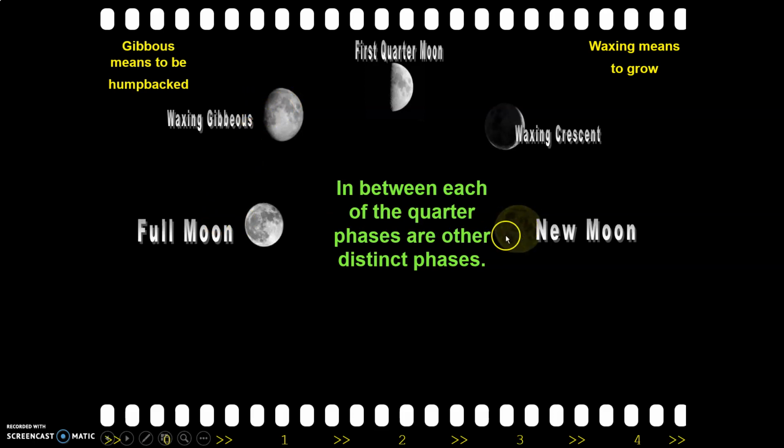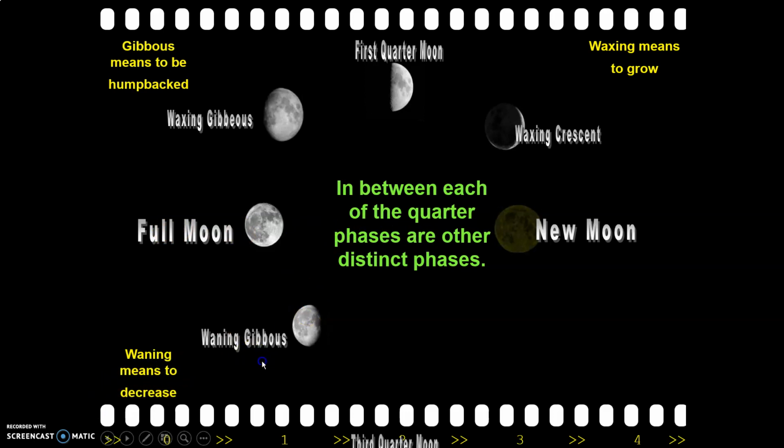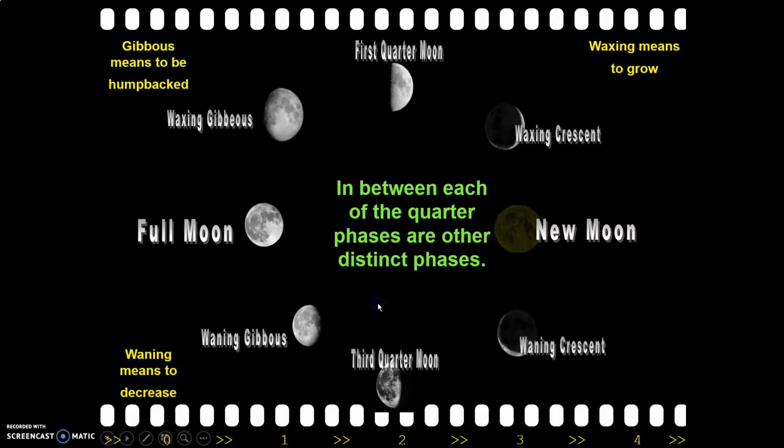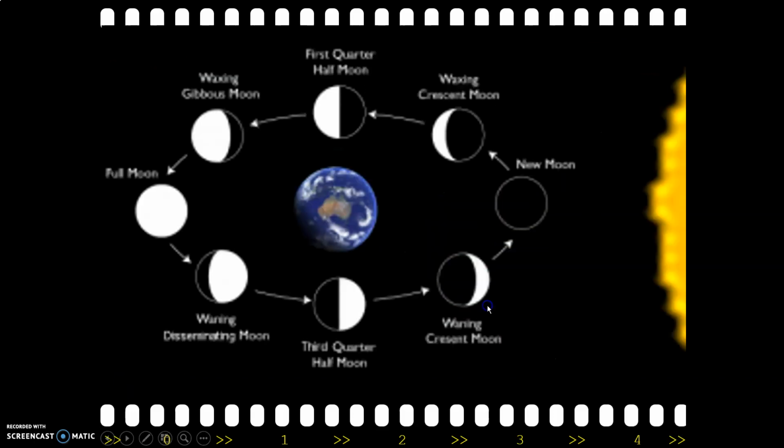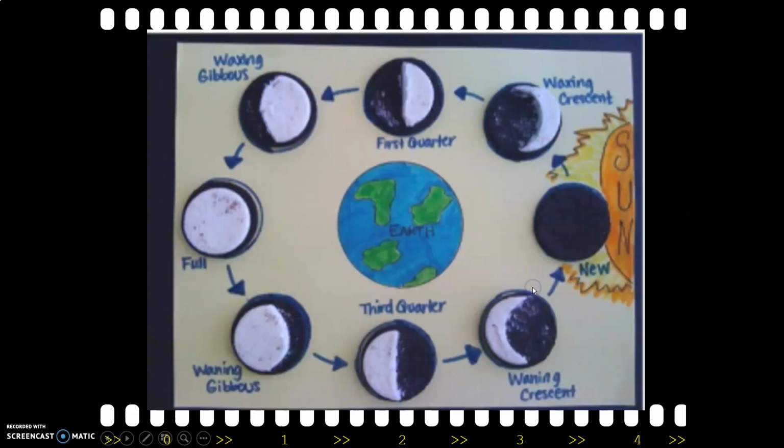Full moon, which is 2 weeks after the new moon. Waning gibbous. Waning means to decrease. Third quarter moon, or 3 weeks after the new moon. Waning crescent. Here's a diagram with the sun. Remember, the new moon is always between the sun and the earth, and it goes counterclockwise from there. Here's a diagram made with Oreo cookies.